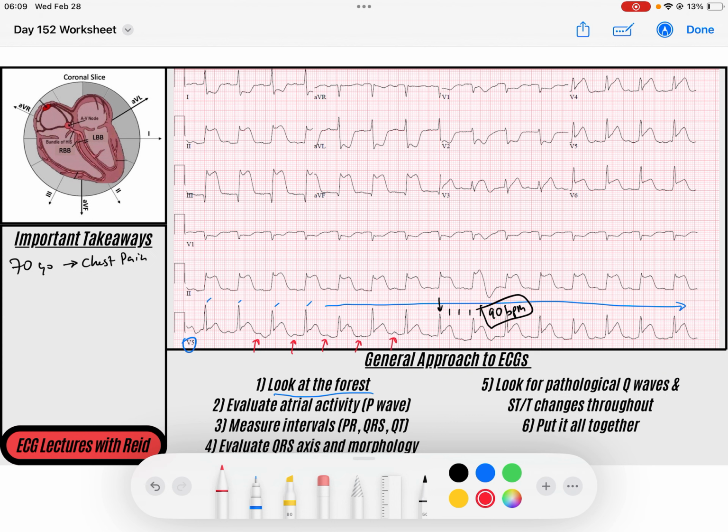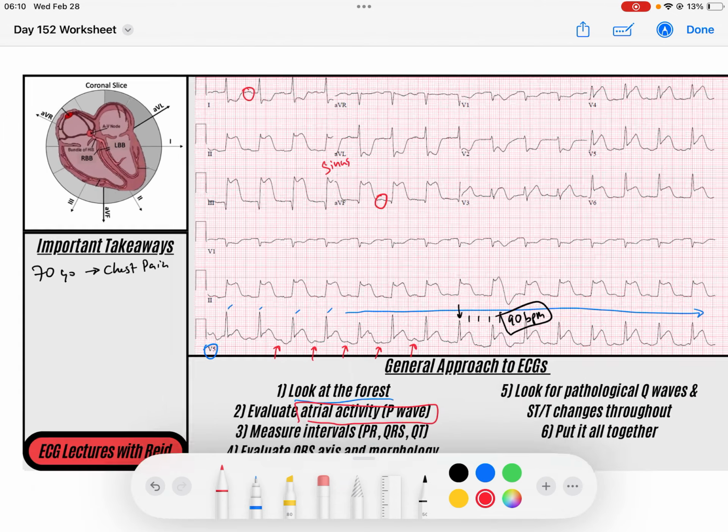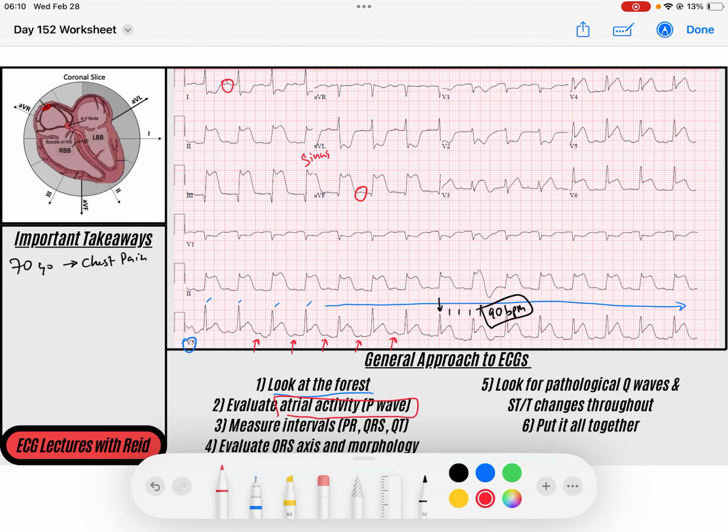So let's evaluate, well, what is the atria doing? It's a narrow complex rhythm, and so I think that we've probably got some atrial activity driving this rhythm, and those P waves are upright in lead 1, and they are also upright in aVF, and so that tells me that these P waves are sinus P waves. So it's reassuring. We know that sinus P waves come from the SA node in the high right atrium, and they depolarize, and then the AV node takes that signal and says, I'm going to delay it by 120 to 200 milliseconds so that the ventricles can fill with blood and so we can get a good squeeze.